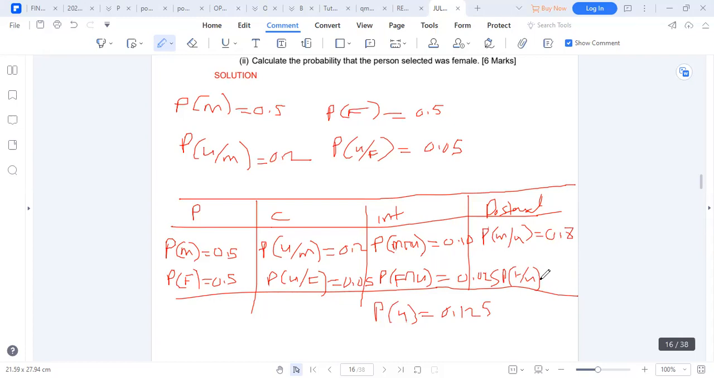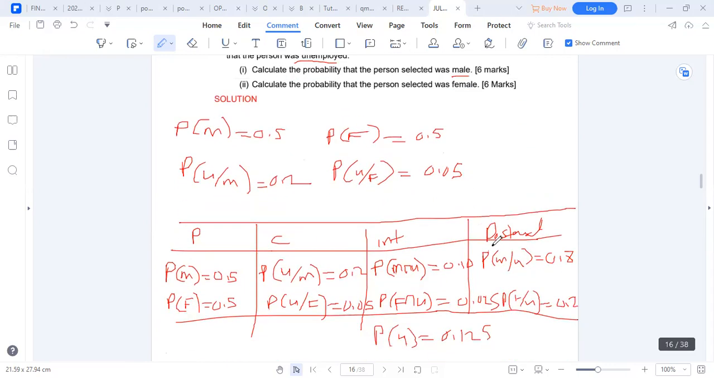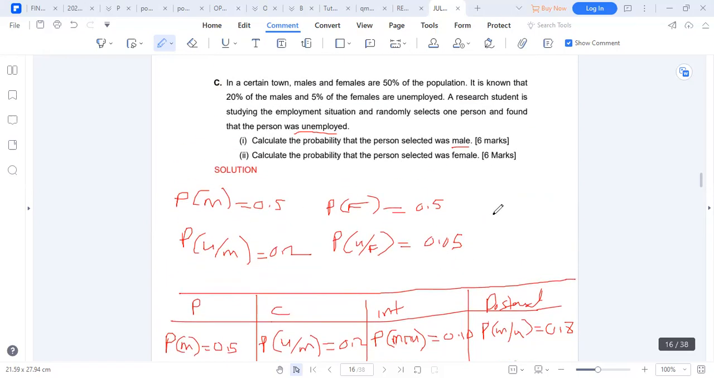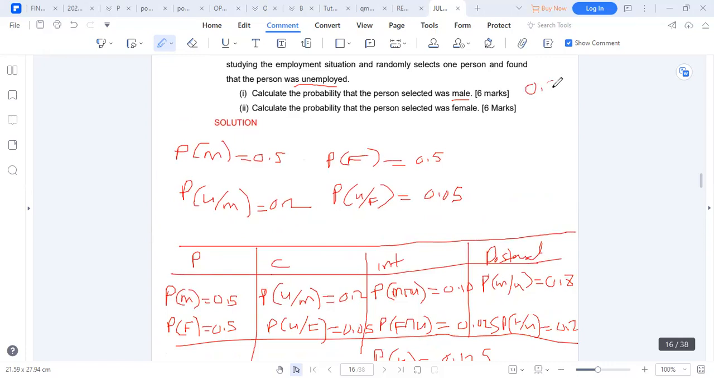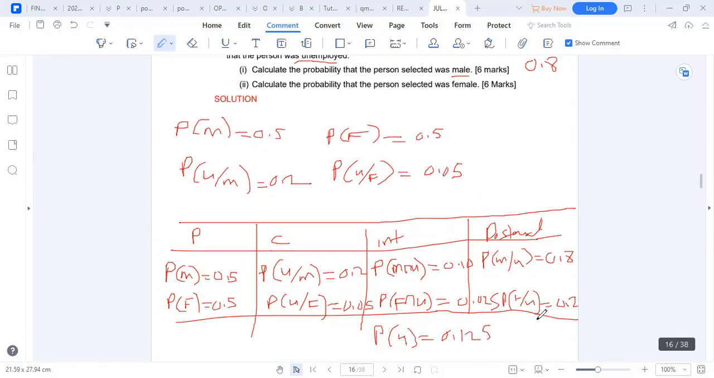Because I know this will add up to 1, even if I don't calculate that one, I should know automatically that this is 0.2. So the question is asking, what is the probability that the person was unemployed given the person was male? This is 80%, so 0.8. And what is the probability that the person was a female given unemployed? It was 0.2. Six marks, six marks. So this was a total of what? 12 marks. So here it's my people perish because of lack of knowledge. Doesn't it look easier now?